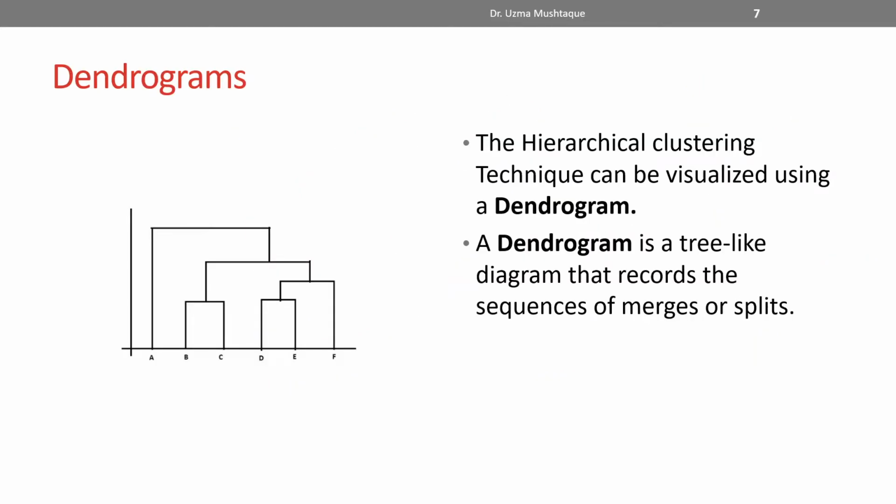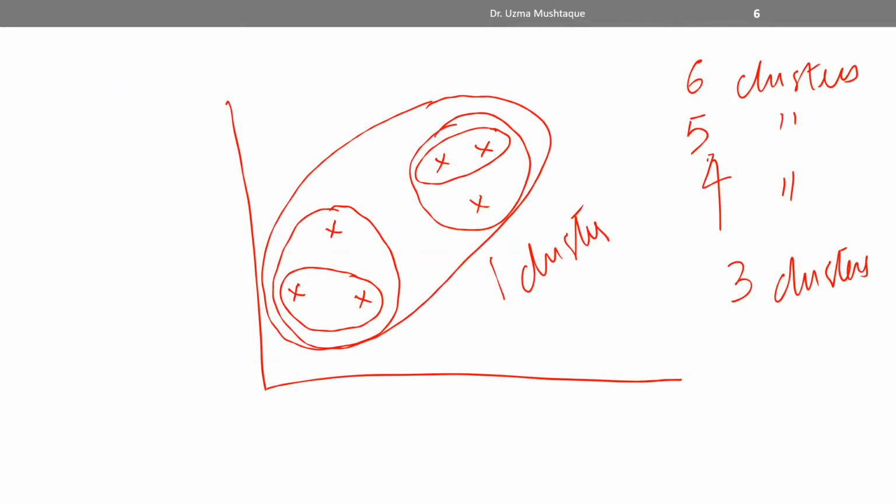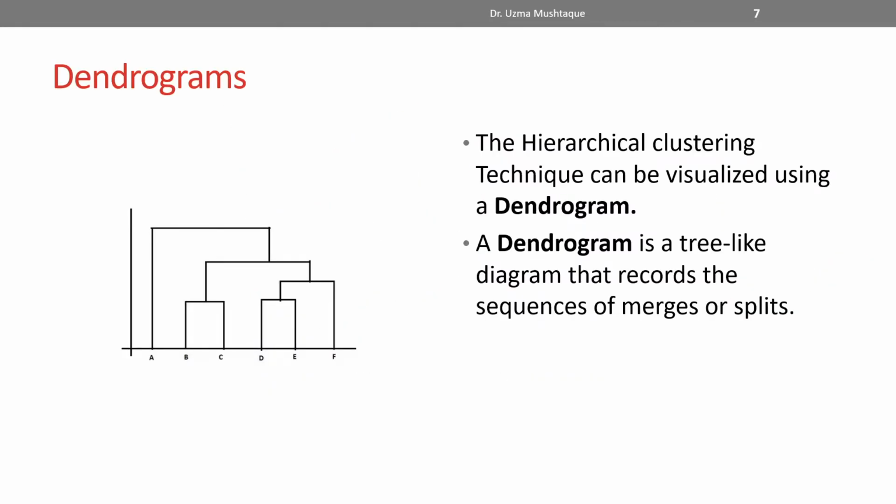A picture like this that you might have come across many times. So the hierarchical clustering technique can be visualized using a dendrogram. It's a tree-like diagram that records the sequences of merges that we did just here. Okay, so how does that happen?